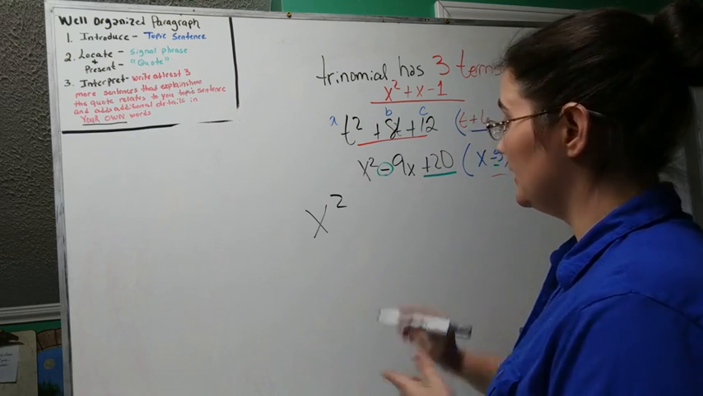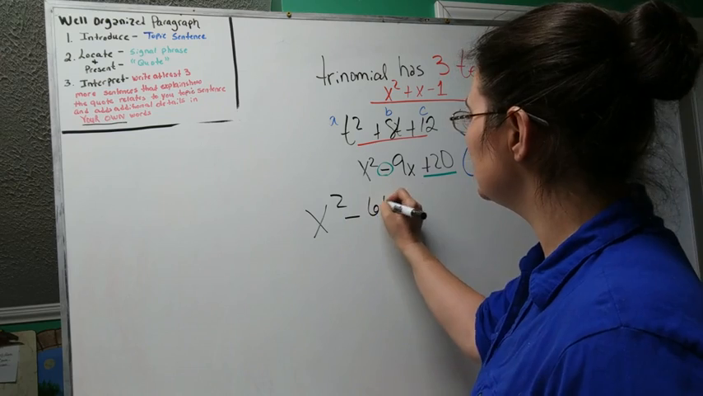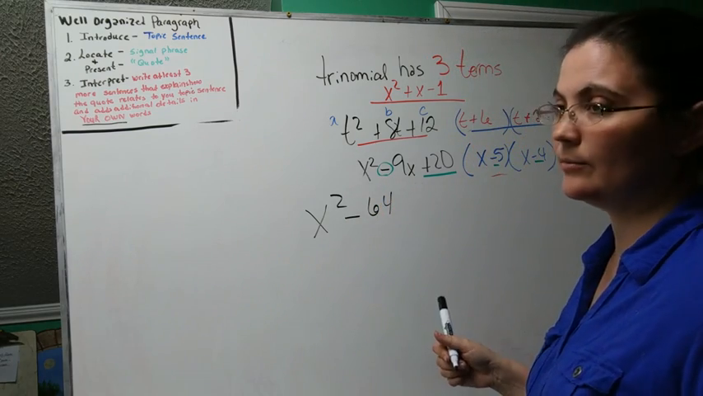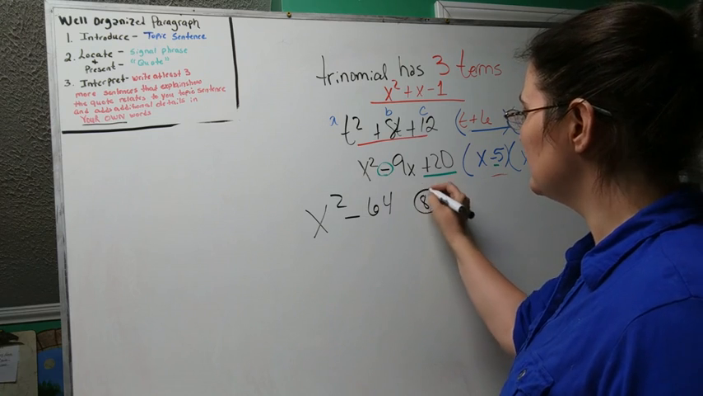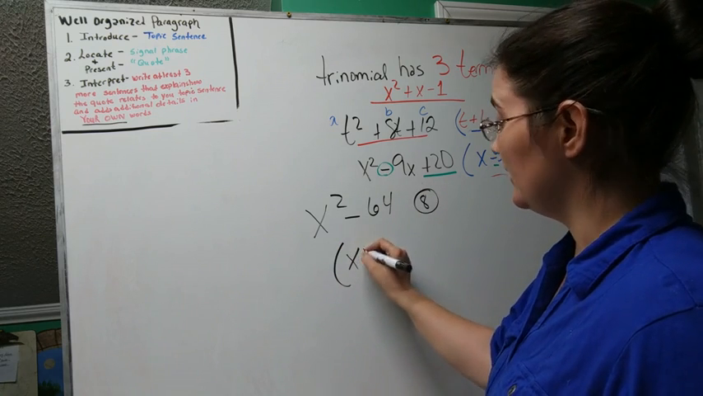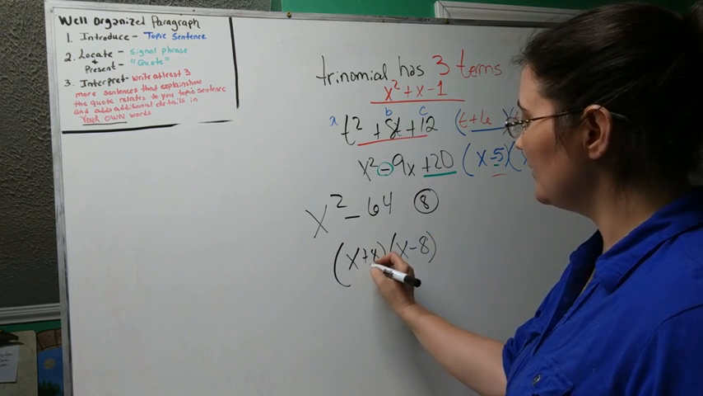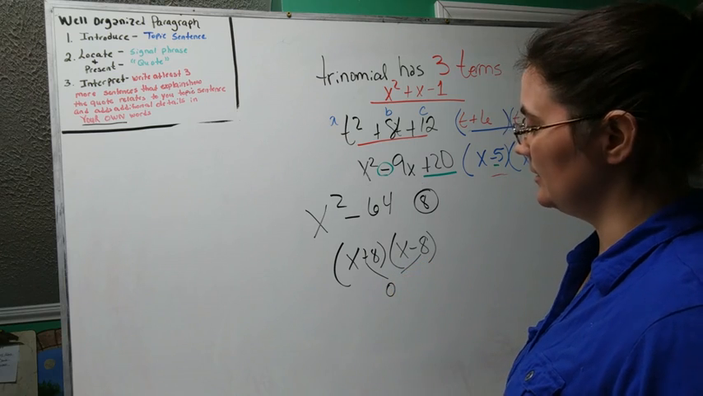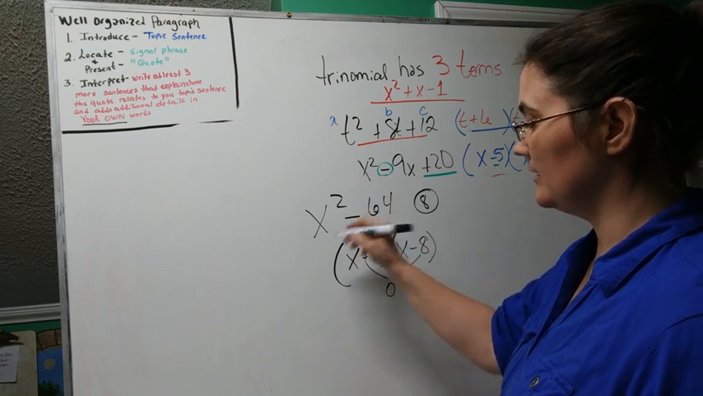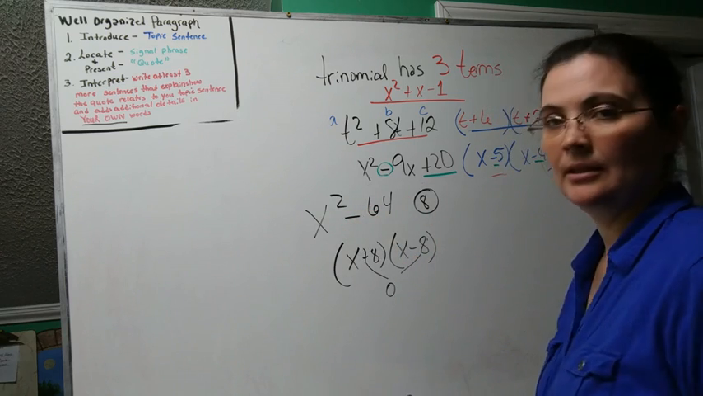So if this were, and it has to be negative, so if this were a negative 64, well, what's the square root of 64? The square root is 8. So I'm going to have x plus 8 and x minus 8. And if I combined 8 and 8, that would have given me 0 in the middle. So I don't have an x here. So that's all you do.